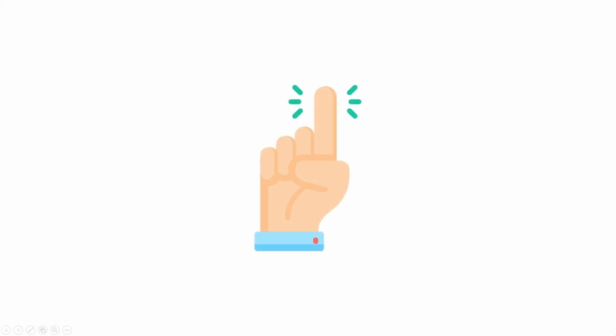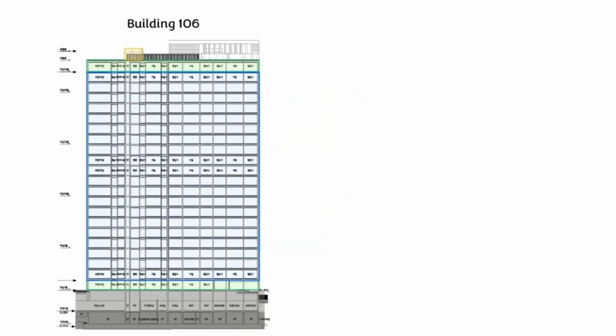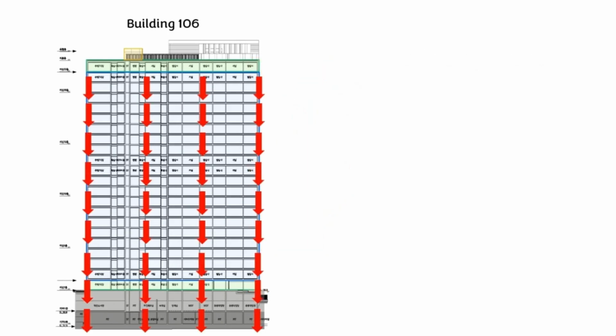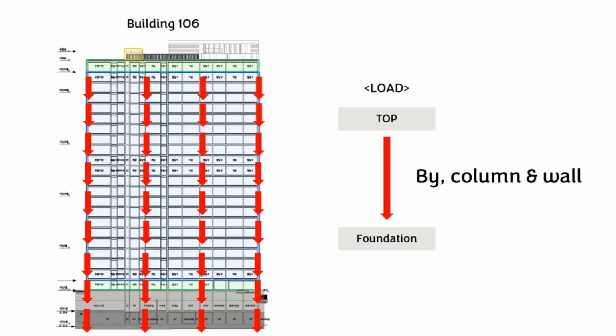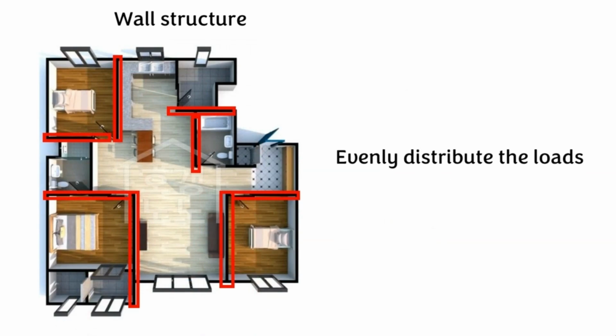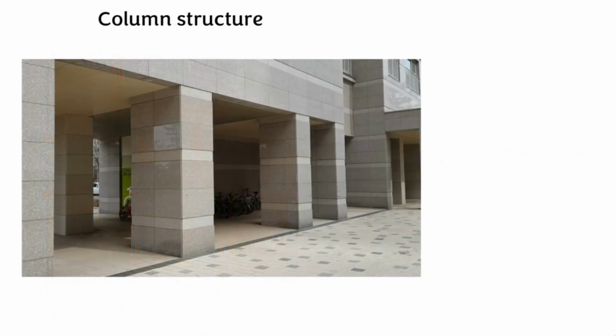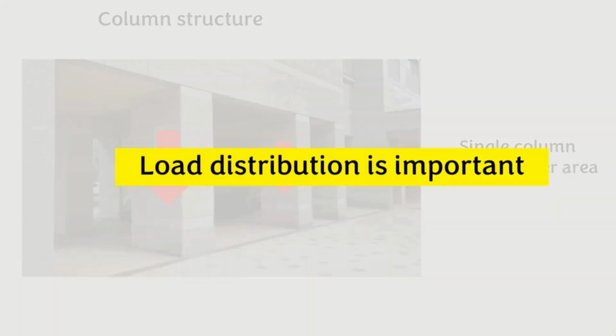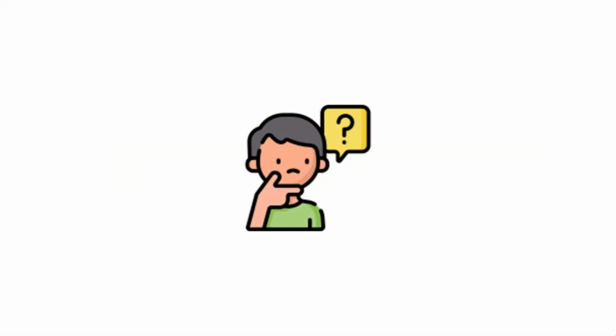In the piloti structure, there is an important aspect to consider: the vertical components of the building, which are the columns and walls, transferring the loads from the upper levels to the foundation. In the case of a wall structure, multiple walls evenly distribute the loads, ensuring stability. However, in a column structure, a single column must transfer the loads from a larger area of the slab. Therefore, in Hanyang Sujain Apartments, where the lower floor features a piloti structure, load distribution is important. Now, how is the load from the pilotis columns distributed in Hanyang Sujain Apartments, which has a wall structure?